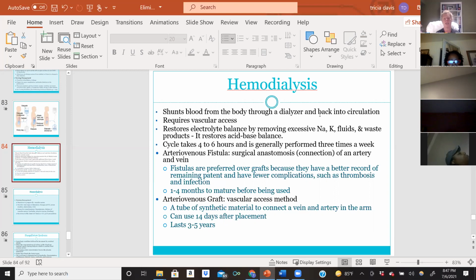It has a little brown port on it. We call it a piggyback, and that's used for hemodialysis only. We still change the dressings on it, but we don't access that area. We don't access that lumen. Hemodialysis is going to restore the electrolyte balances because it's going to remove the excessive sodium, potassium, fluids, and waste products, and it helps restore that acid-base balance.